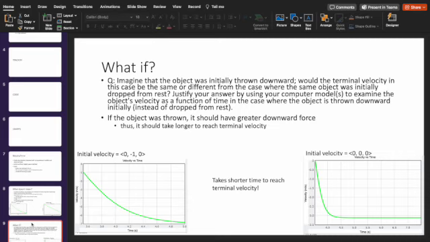If the object was initially thrown downward, you would think it would have a greater downward force, thus it should take longer to reach terminal velocity. If you look on the bottom right, this is the graph with initial velocity 0, where it was not thrown, it was just dropped. And the graph on the bottom left is the one for the object when it was dropped. And as you can see, it levels out a lot later when there's initial velocity, so it actually takes longer to reach terminal velocity if you throw an object downwards.